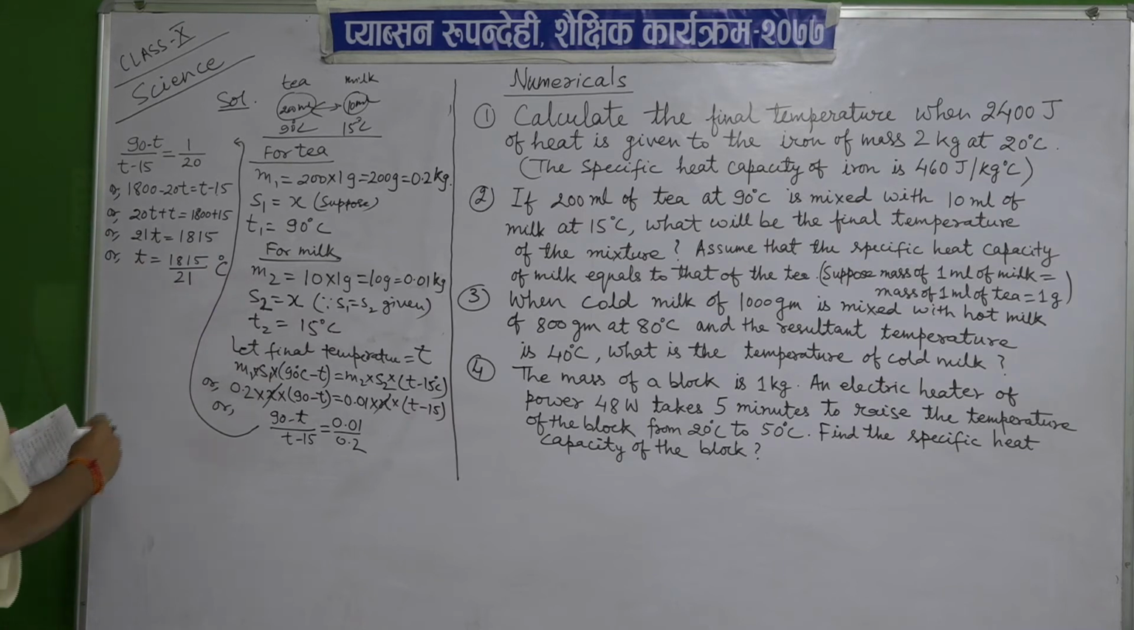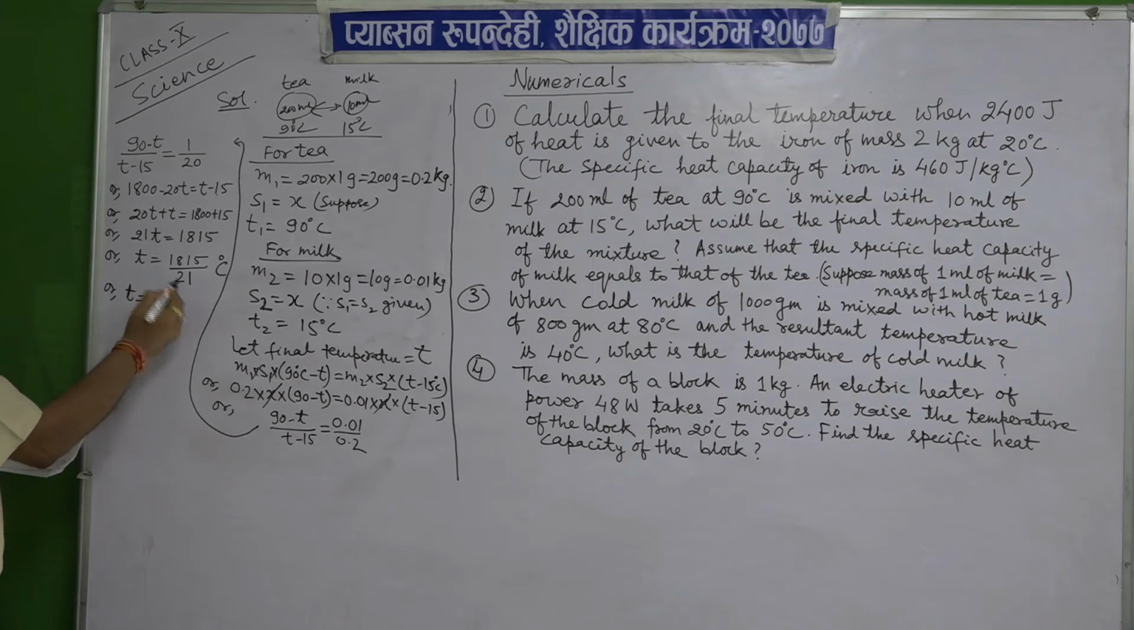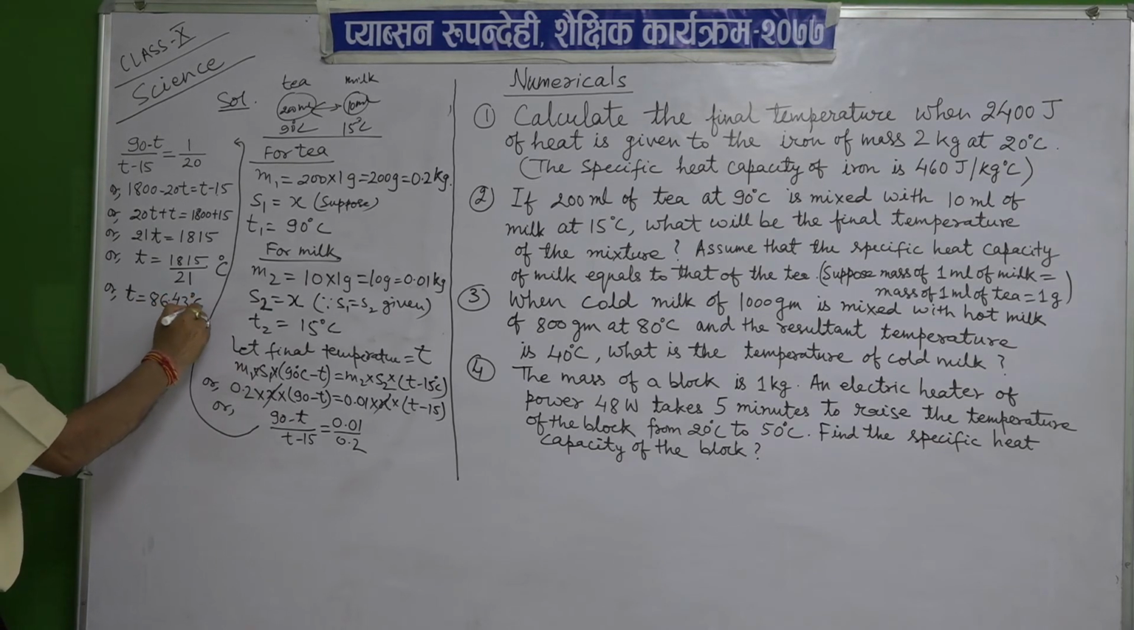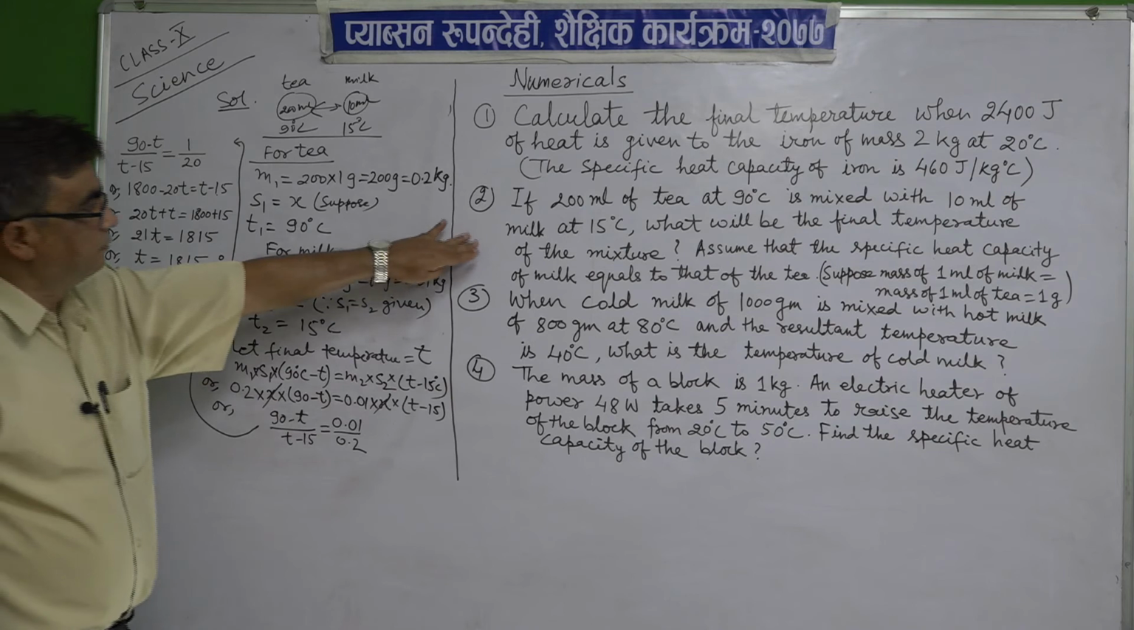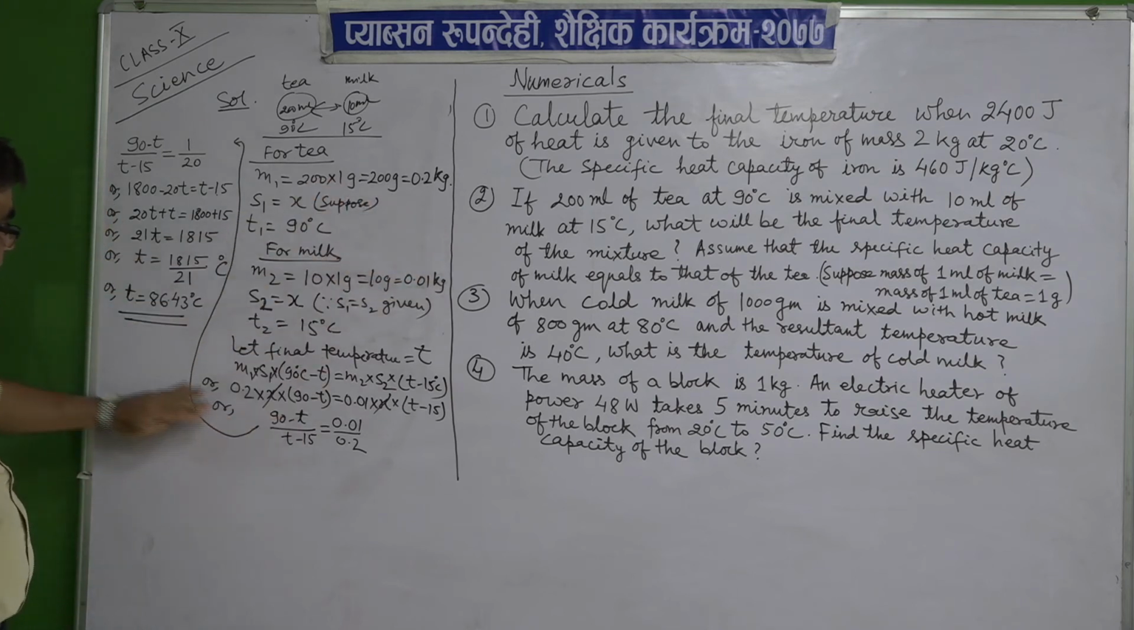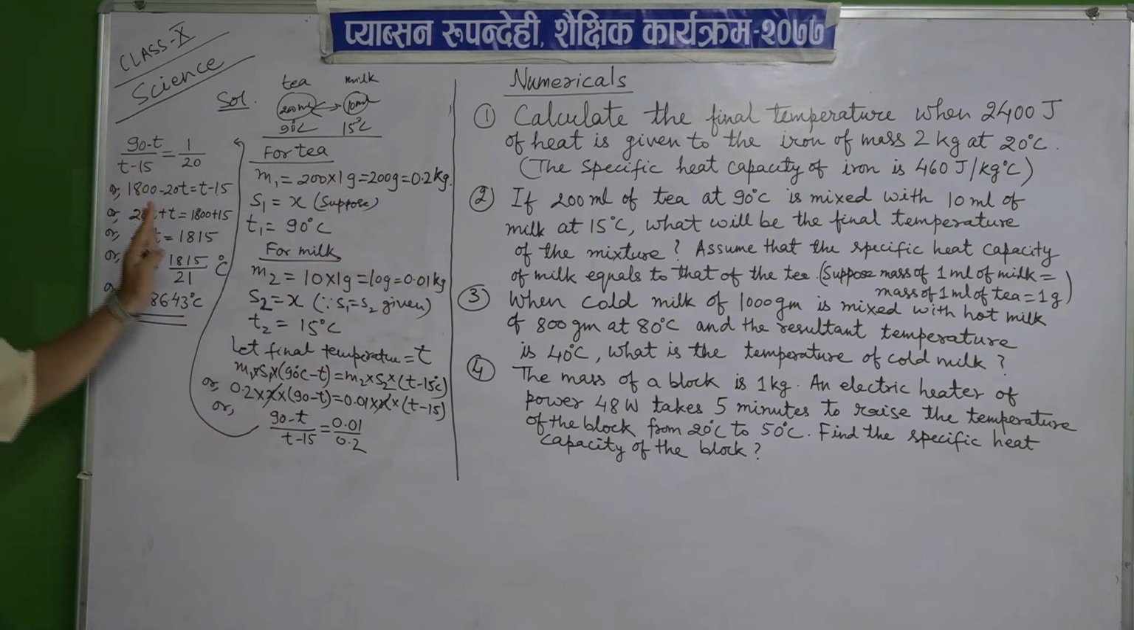If you try to calculate it, or T equals, if you calculate this, it will come 86.43 degree centigrade. Clear? Number 2 I think is clear, quite clear now. Any doubt?